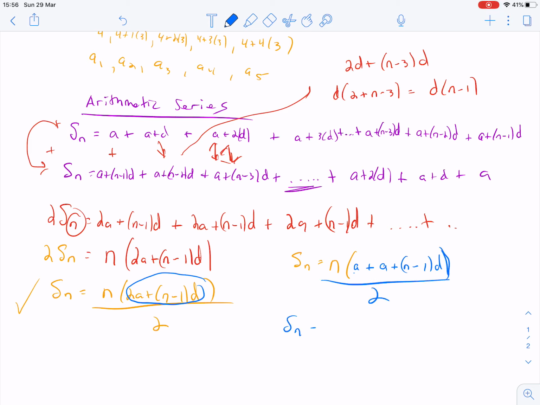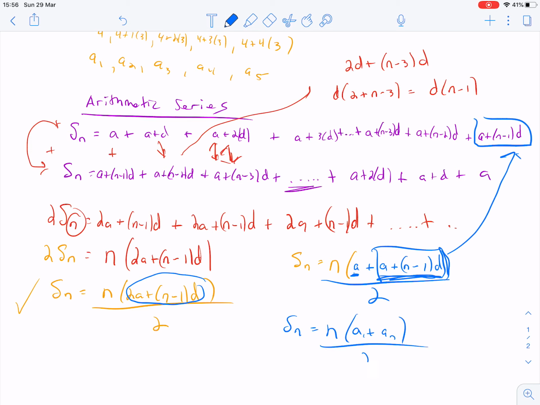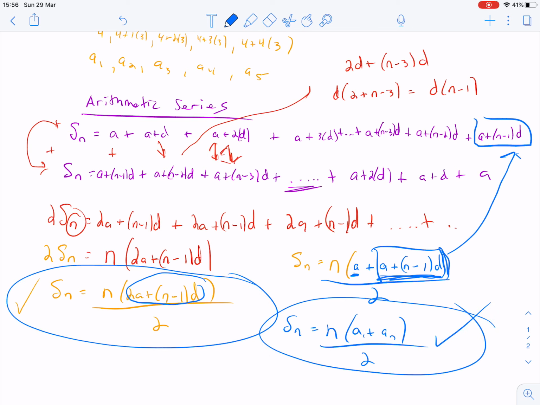I don't know if you can see it, but this is pretty cool. So you can see that a is going to be our first term. So we have a. And then we're going to add the last term. This is our last term. So it's our first term plus our last term. So we can write it as a1, first term, plus the last term, all over 2. That is another formula. So both of these work. And that's pretty cool. Okay.